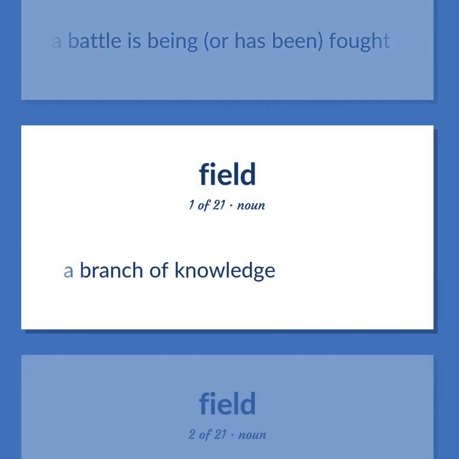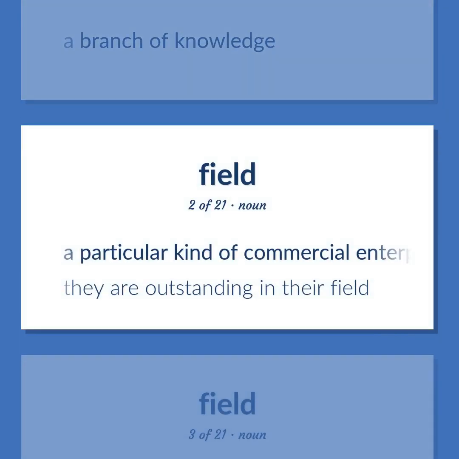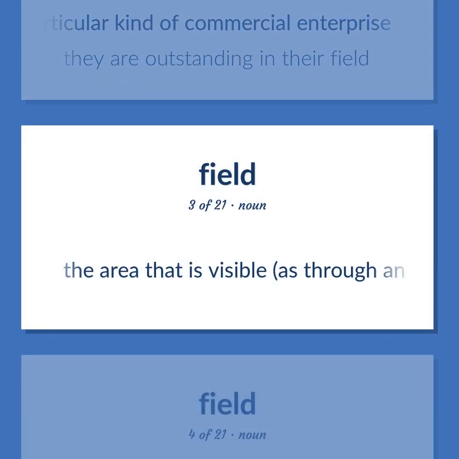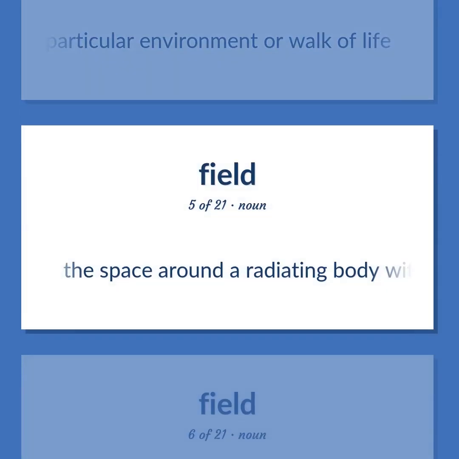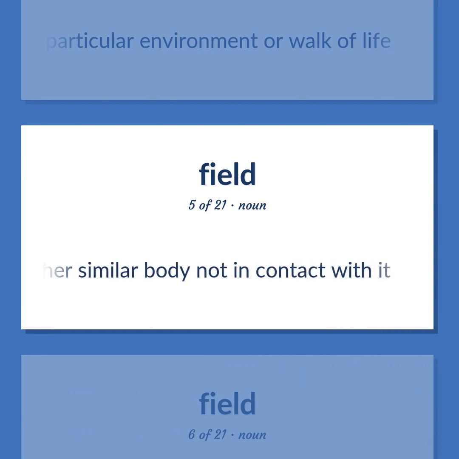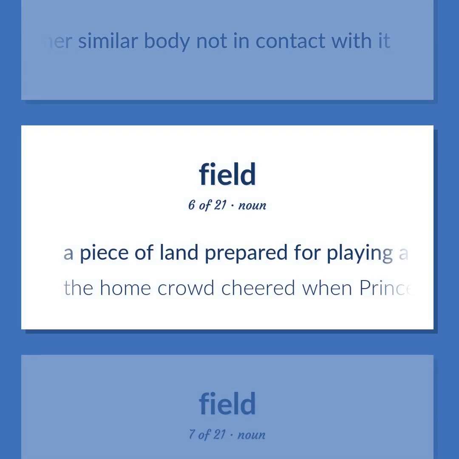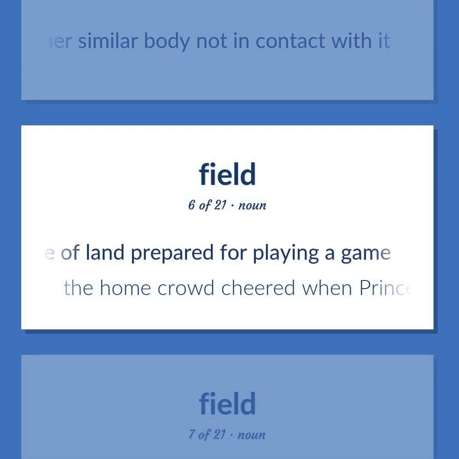A branch of knowledge. A particular kind of commercial enterprise. They are outstanding in their field. The area that is visible, as through an optical instrument. A particular environment or walk of life. The space around a radiating body within which its electromagnetic oscillations can exert force on another similar body not in contact with it. A piece of land prepared for playing a game. The home crowd cheered when Princeton took the field.